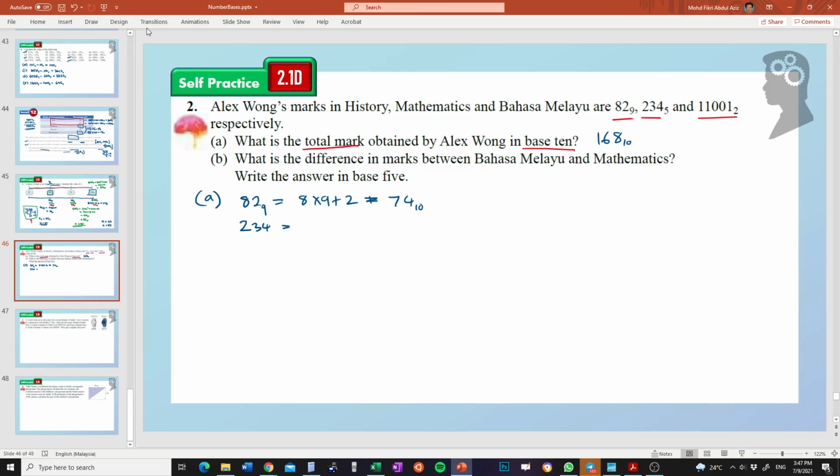Bukan base 4, base 5. Syafi, dapat dah soalan A? Sekejap cikgu. Saya dah pening sikit, banyak nombor ni.